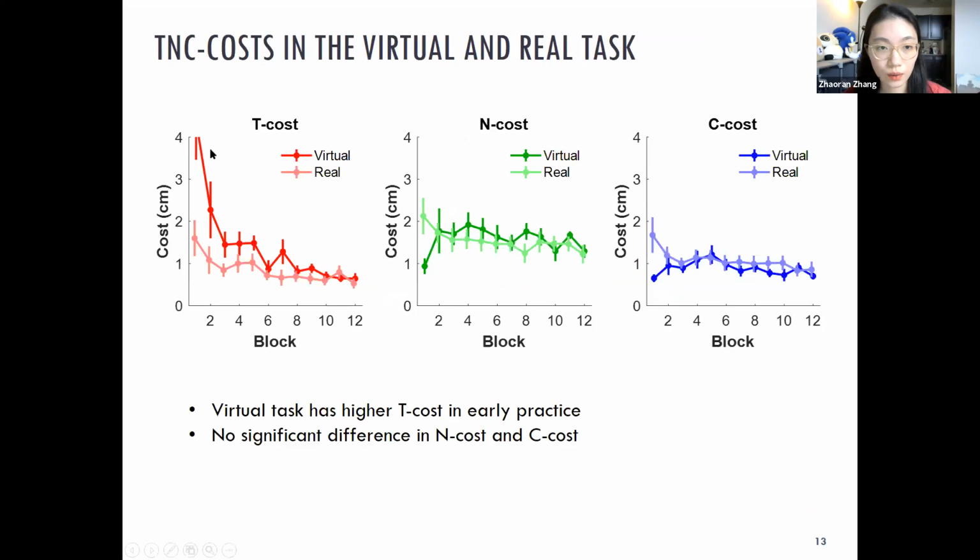Yeah, so the main reason is that the virtual task has higher T cost. The T cost indicates the data cloud is relocating from the beginning to the end. So that means in the virtual task, subjects explore more around the solution space to find the best strategy compared to the real one.